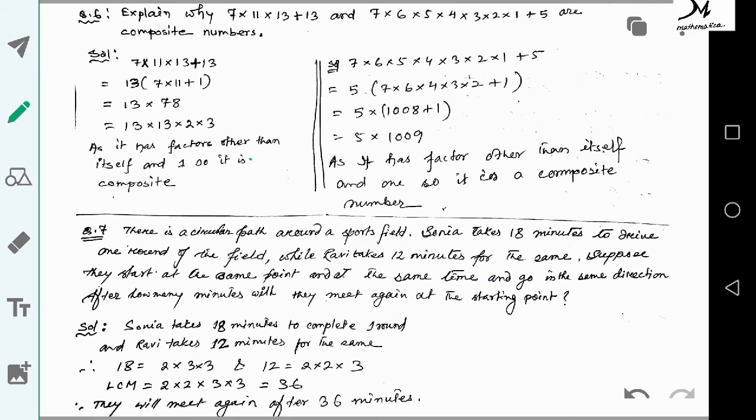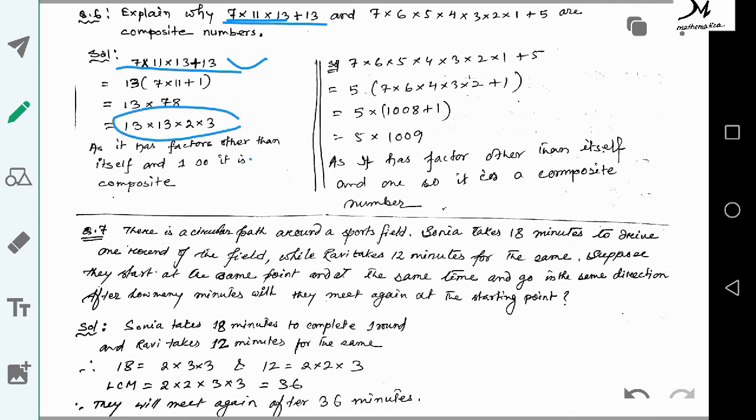Here is question number 6. Explain why these two given numbers are composite. Now first let us write the first number. If you evaluate this number, you will get a number whose prime factorization is this.